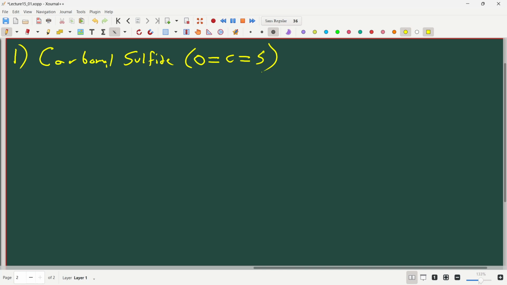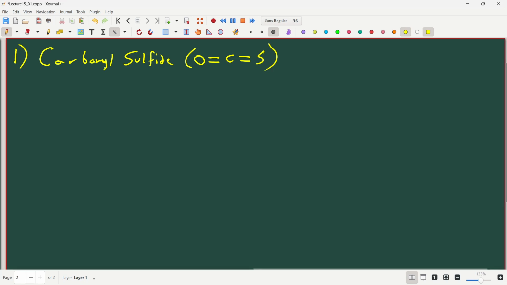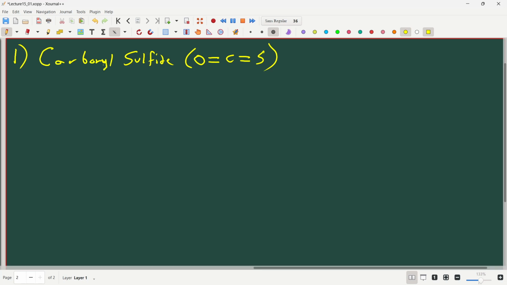Wait, is it carbonyl sulfide? Yeah, carbonyl sulfide. Okay. Yeah, you're right. Thank you. We call it OCS lovingly. Unfortunately, it's a very hard molecule to buy nowadays, but it's a nice one.